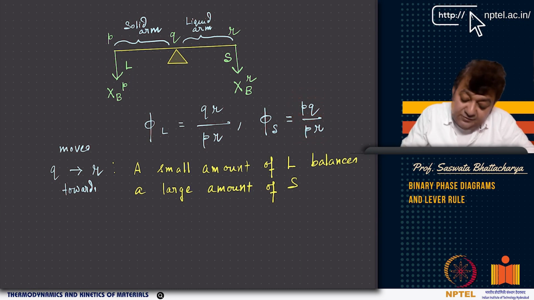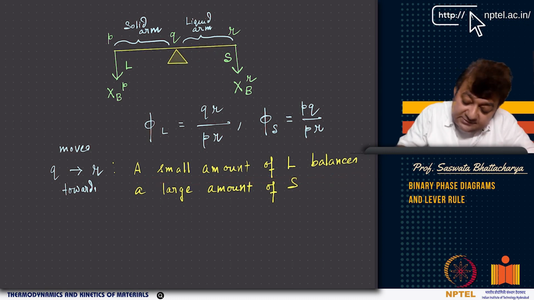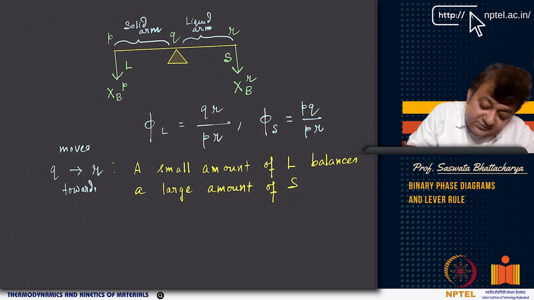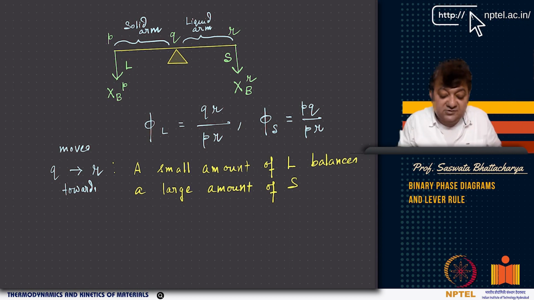And if you move from Q to R, the fulcrum is moving this way, towards the solid phase, so you have a small amount of liquid. What you are telling is that a small fraction of liquid is balancing a large amount of solid. Now if Q moves the other way, it is moving more towards the liquid. So if you move towards the liquid, then a small portion of solid is balanced by a very large portion of liquid, right?